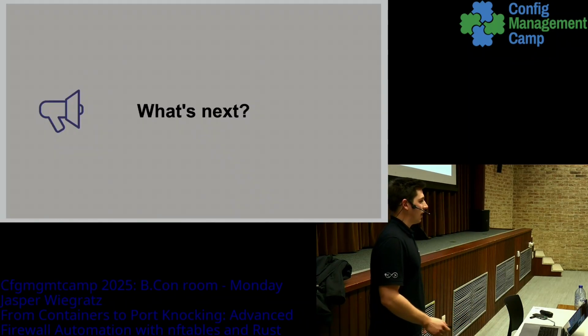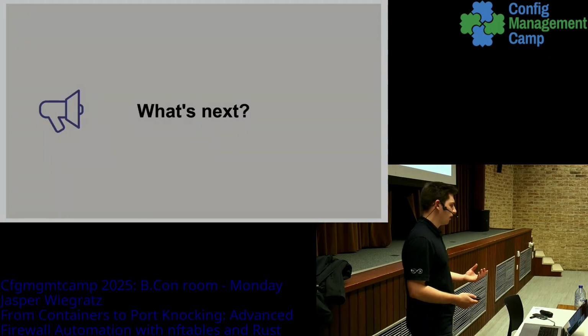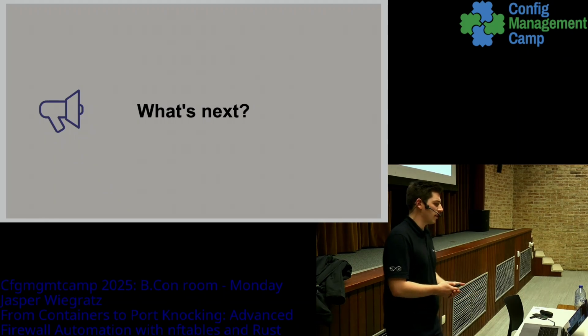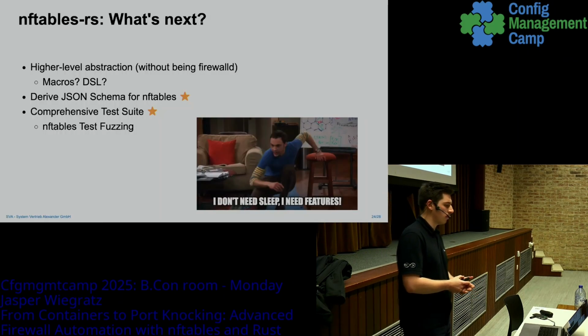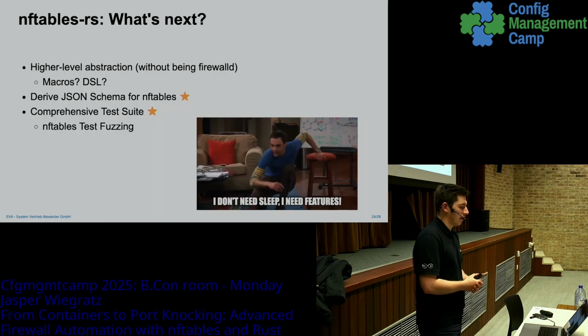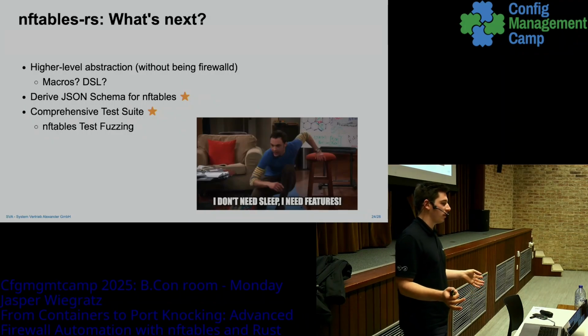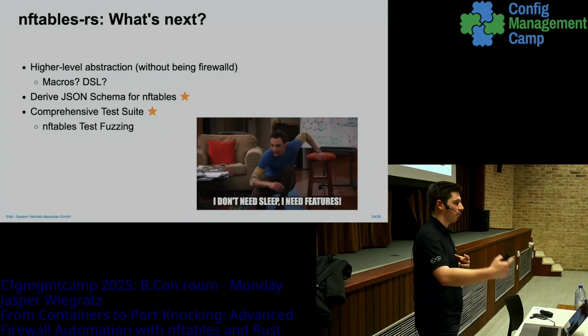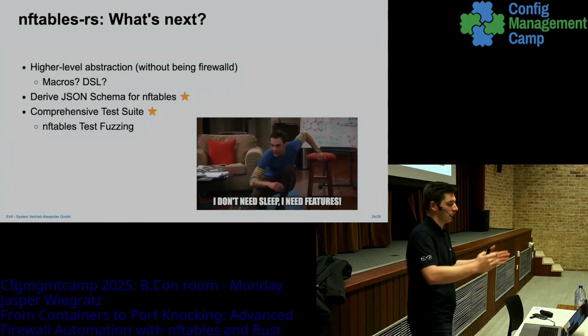Okay, so there's a roadmap for myself, for this project, and also for the nftables space. For this project, I think we would need a higher level abstraction, but without becoming something like firewalld, because firewalld really is an abstraction on top of iptables and nftables.